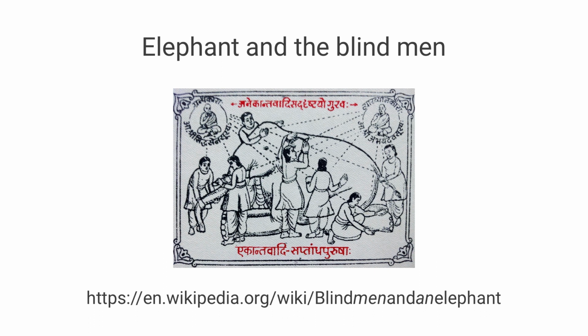And there are two endings. In one ending, they start to fight with each other because, depending on where they touched the animal, they have a completely different idea of what an elephant is. In the other ending, they try to help each other, describe it, and actually try to realize what an elephant is.